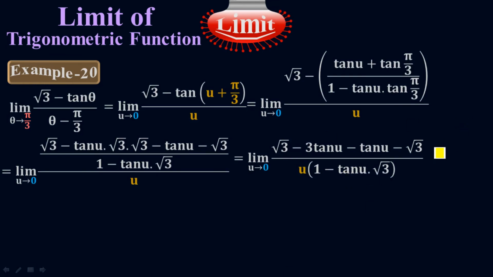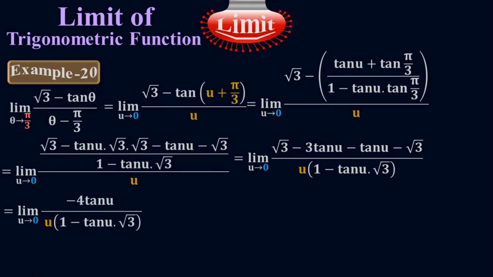Simply take this u up here to become u times (1 − tan u times √3). This positive √3 will cancel with this negative √3, and negative 3 tan u minus tan u will be negative 4 tan u. After simplification, you will get the limit of minus 4 tan u over u times (1 − tan u times √3).